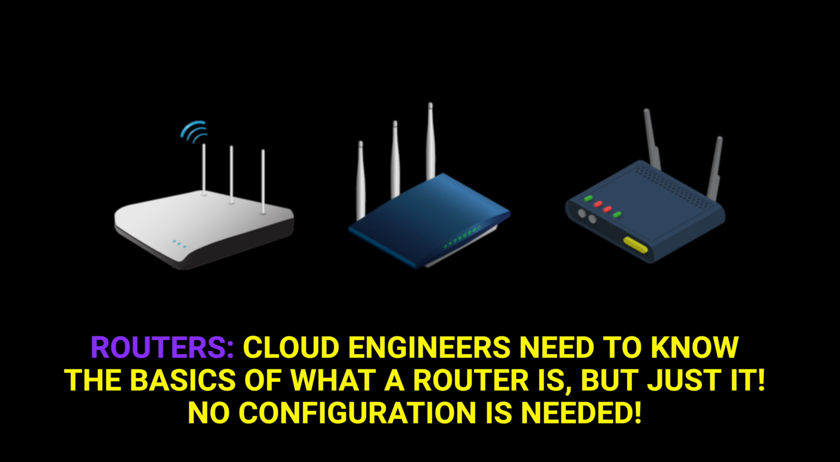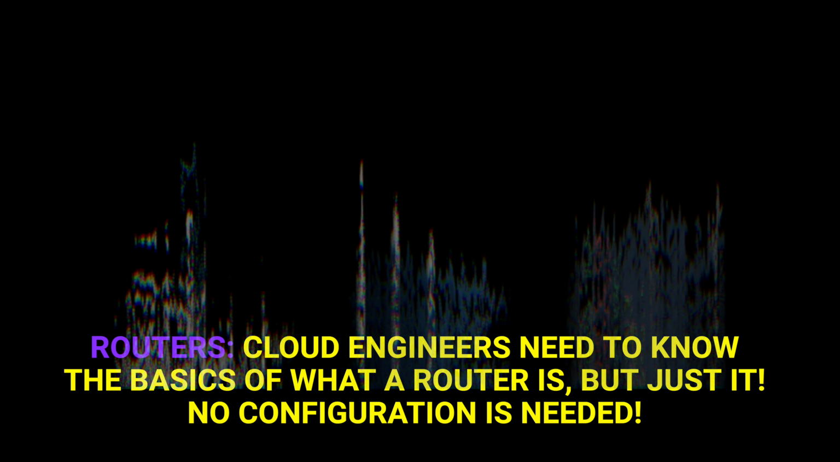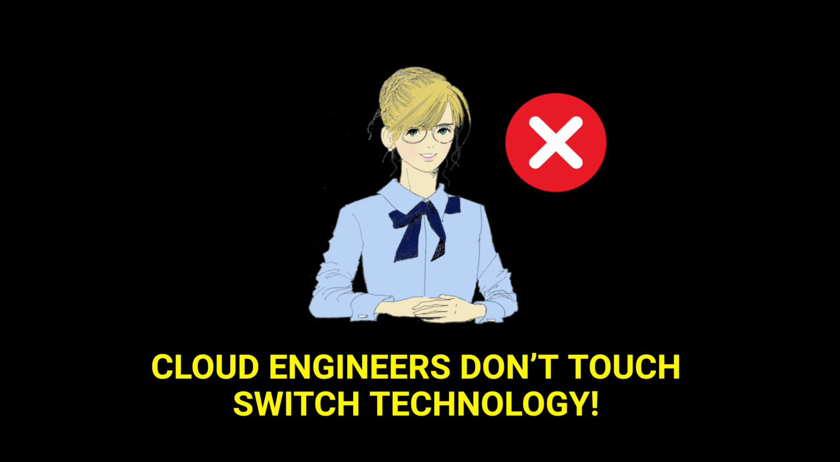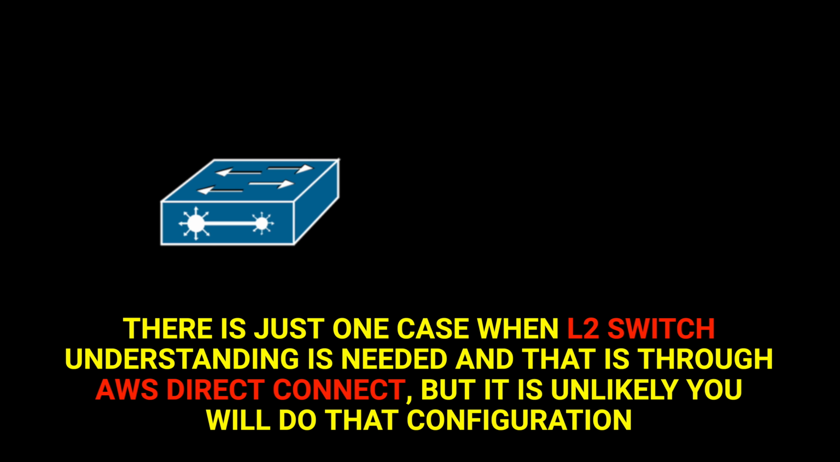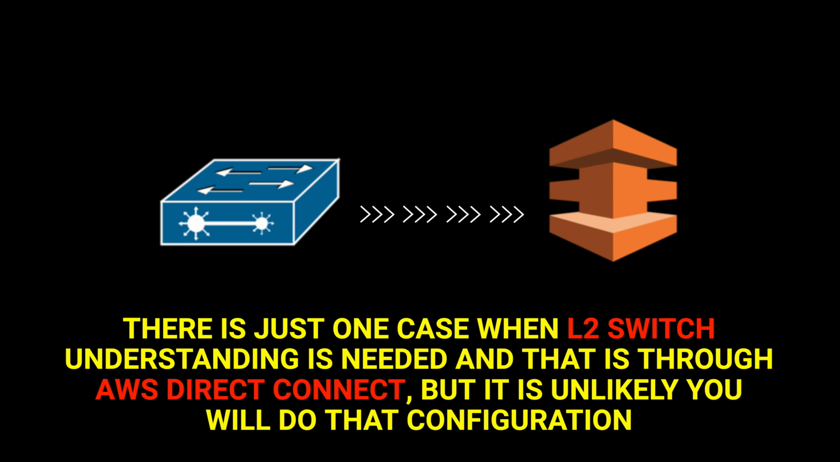Routers. Cloud engineers need to know the basics of what a router is, but just that. No configuration is needed. And this will be in your green bucket. Next, Layer 2 and Layer 3 switches go to the red bucket. Cloud engineers don't touch switch technology. There is just one case when L2 switch understanding is needed, and that is through AWS Direct Connect, but it is unlikely you will do that configuration.